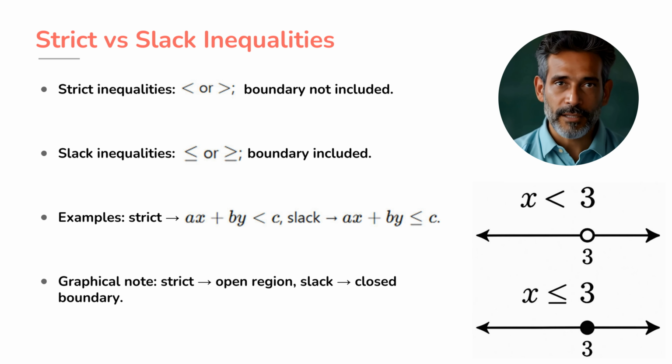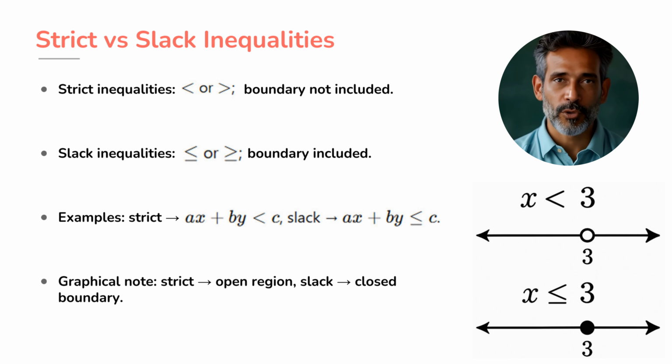Two categories: strict and slack. Strict inequalities use less than or greater than. Example: ax + b < 0 or ax + by > c. These exclude the boundary point. Slack inequalities use less than or equal to or greater than or equal to. Example: ax + b ≥ 0 or ax + by ≤ c.